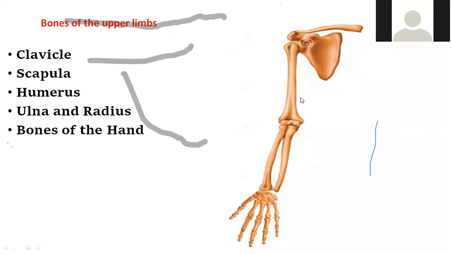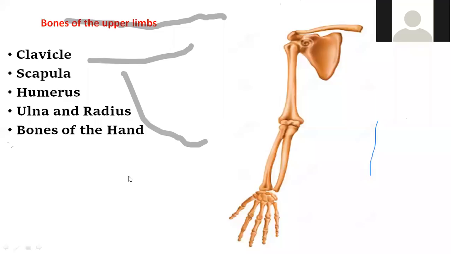Let's quickly move on to the forearm. The forearm is also a region in the upper limb, and it is located between the elbow and the wrist. So anything between the elbow joint and the wrist forms the area or region known as the forearm. In this compartment, we have two bones: the ulna and the radius.